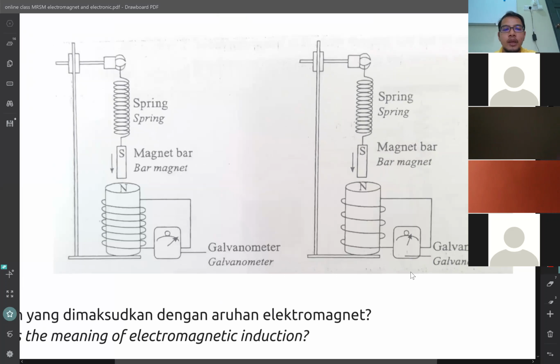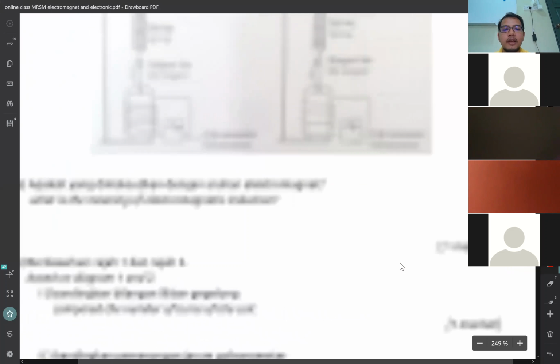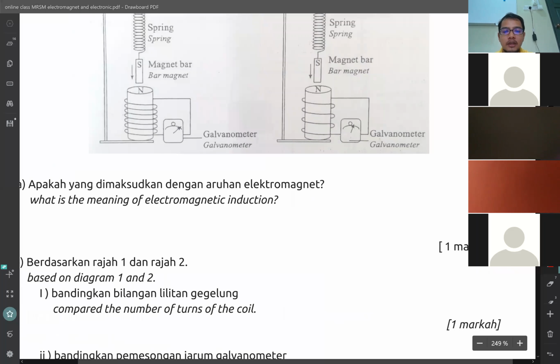Okay, so first, what is the meaning of electromagnetic induction? Electromagnetic induction is the production of induced current from cutting magnetic flux or magnetic field. Okay, production of induced current. My pen has a problem actually. I don't know why.